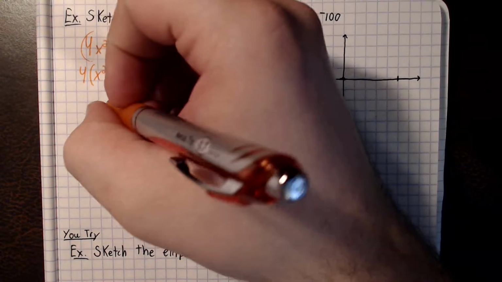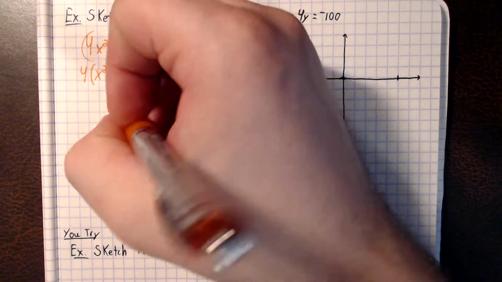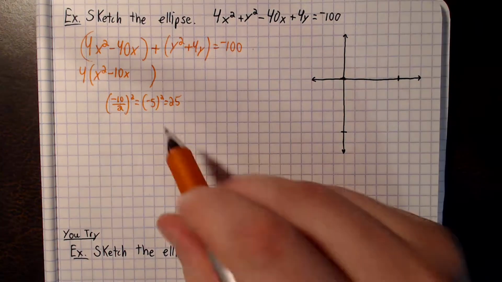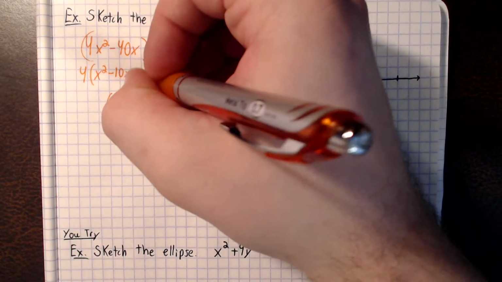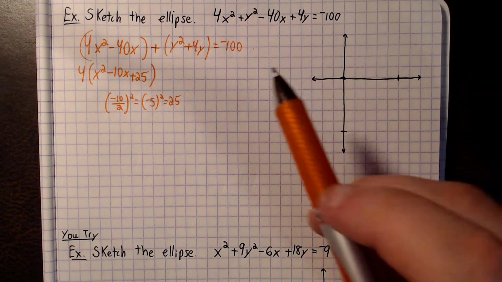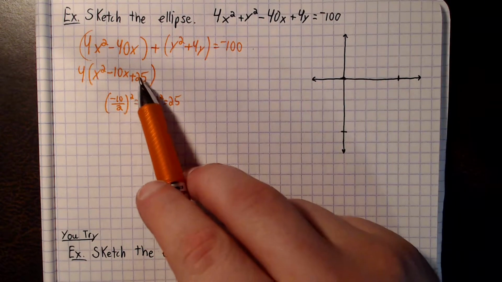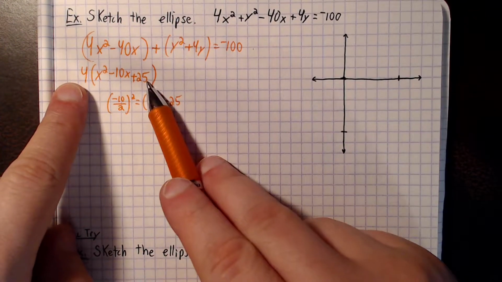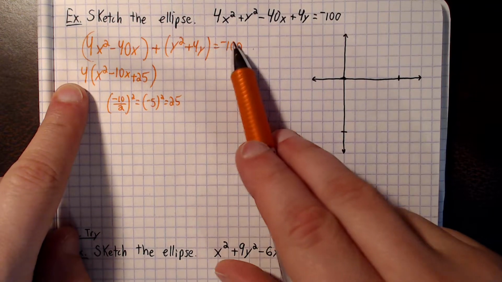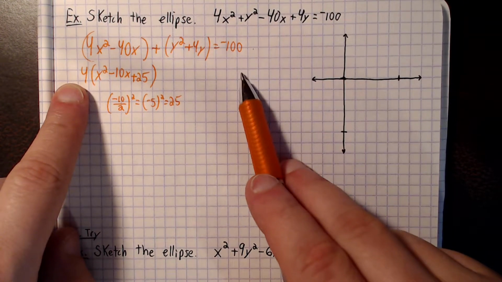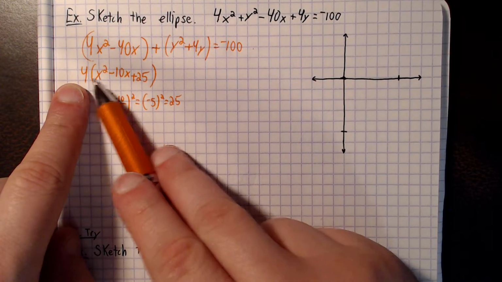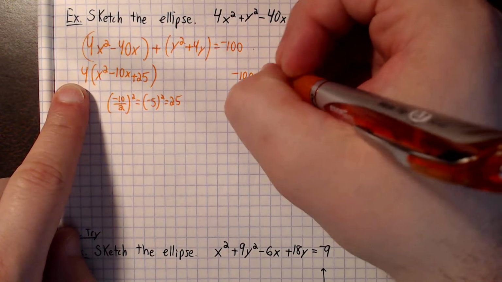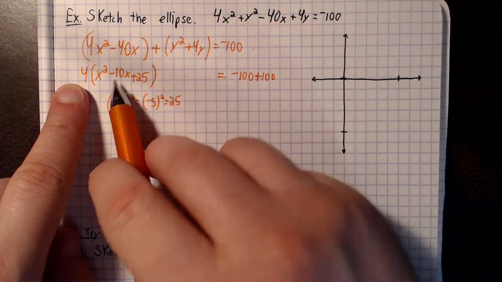Now I can do the completing the square. Negative 10 divided by 2 squared. That's really negative 5 squared, which is 25. So I'm going to be adding 25 in here. But we're not adding 25 to this side. We're adding 4 times 25 to this side, which means that I have to add 4 times 25 to this side. So 4 times 25, that's 100. So we're adding 100 to this side and this side alike.